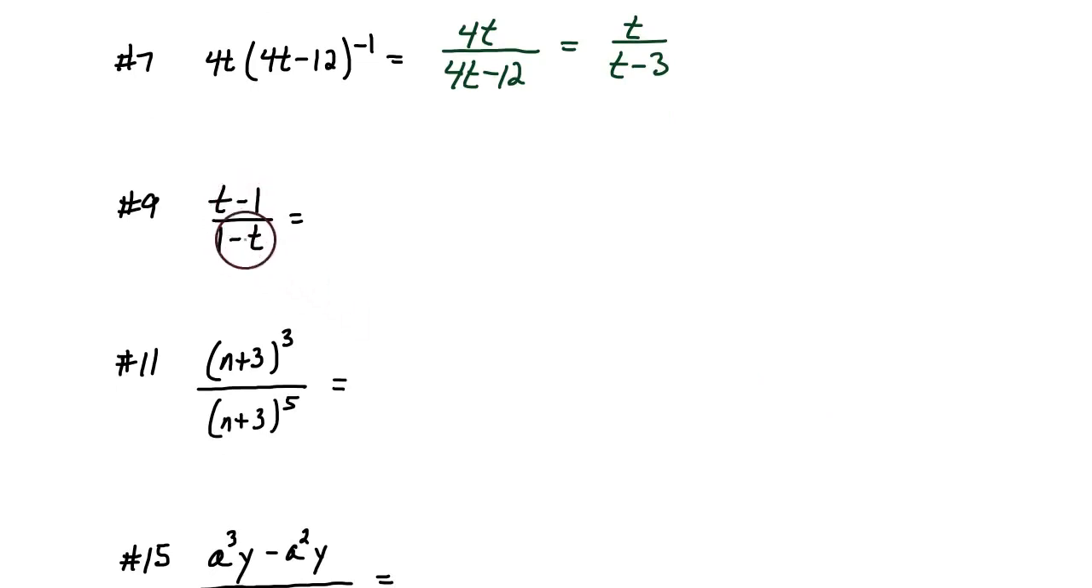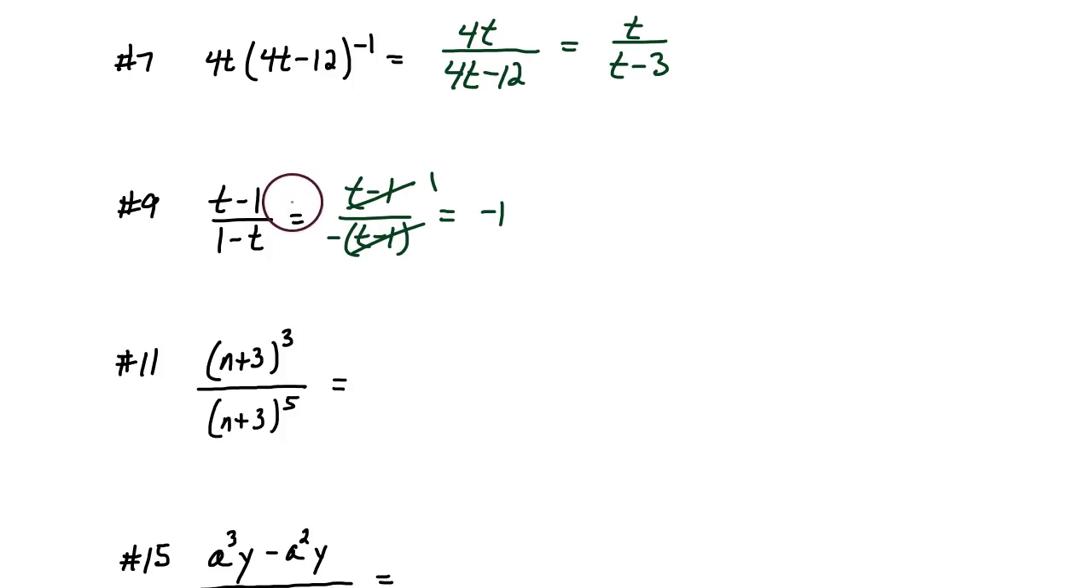Number 9, the top and bottom are both subtractions, but this one on the bottom is just the opposite order of what's on top. And notice that it is not in standard form. It doesn't have the variable first and then the constant. Let's factor that as negative times t minus 1. We did that once in a while in the chapter about factoring. Now we have a common factor, top and bottom, which reduce. These cancel away, leaving a 1. So we get negative 1 as the answer.